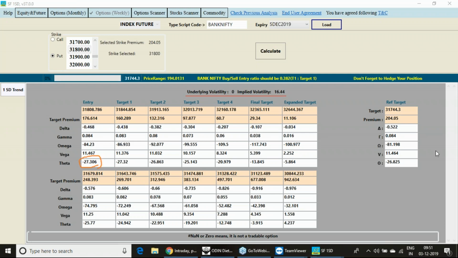27 rupees. Every day 27 rupees. Now, once that RBI post review happens, this particular theta will further increase. However, the 5th is the review. We are an intraday trader. It is telling that 204.